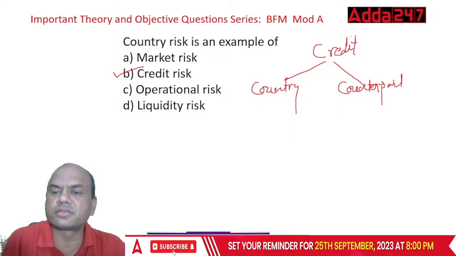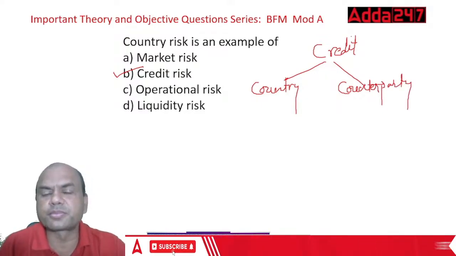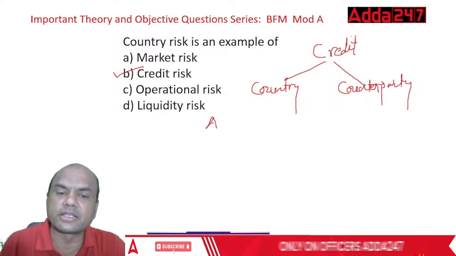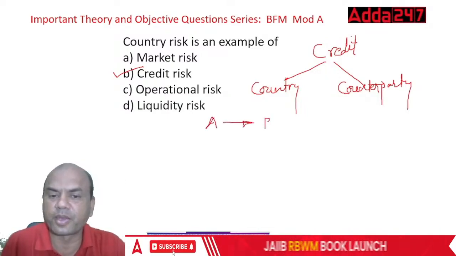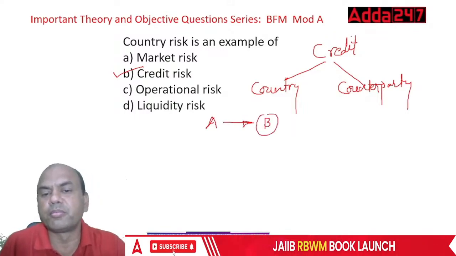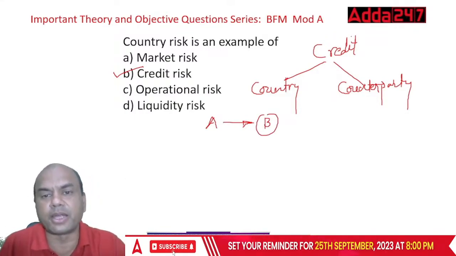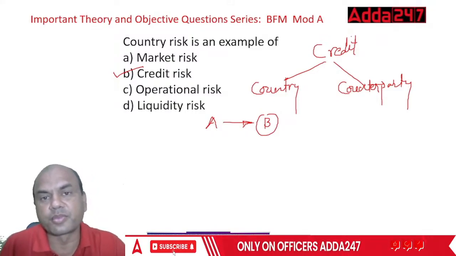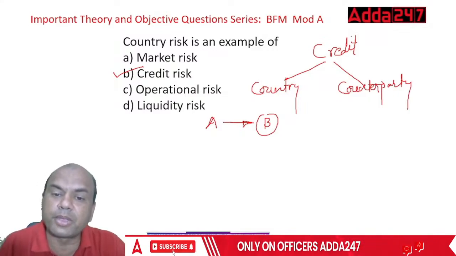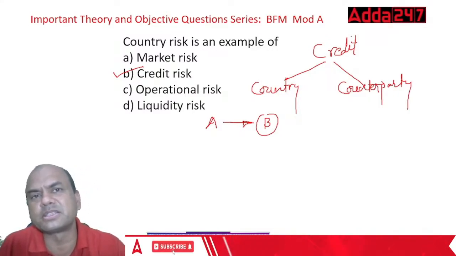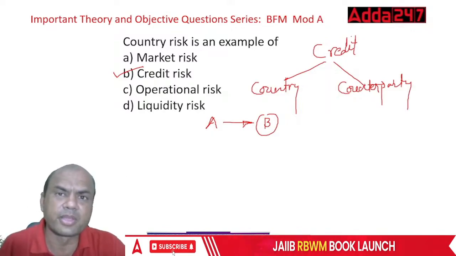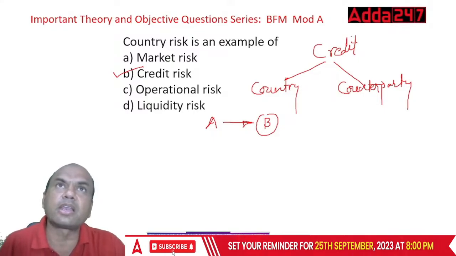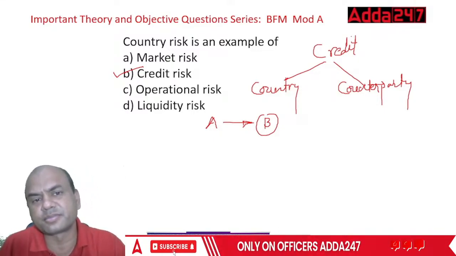What do you mean by this? Country risk means your party is good, say A is selling goods to B. B is good, but the country in which B is living is bad, like Afghanistan or North Korea. The second part is counterparty. Here B is bad but the country is good, like somebody staying in the USA or Europe. Countries are good, but the party is bad. That is counterparty. So country risk is an example of what? Credit risk, isn't it?